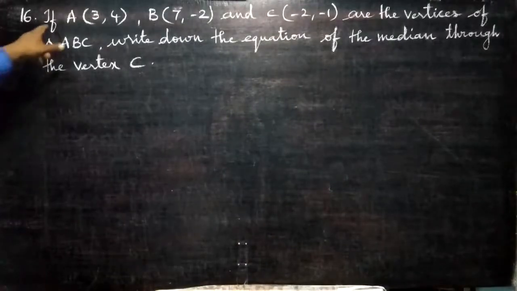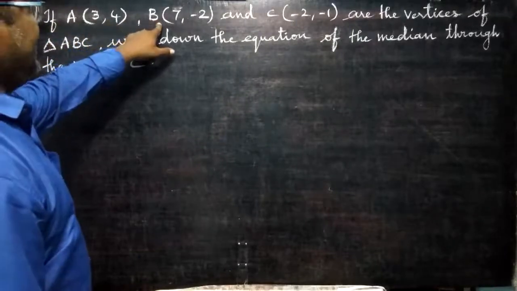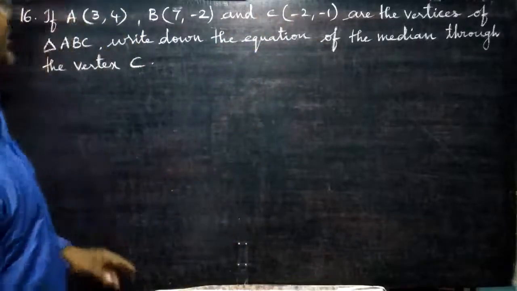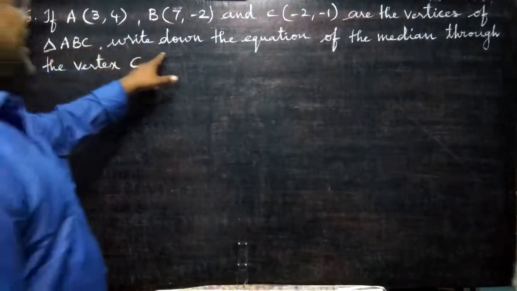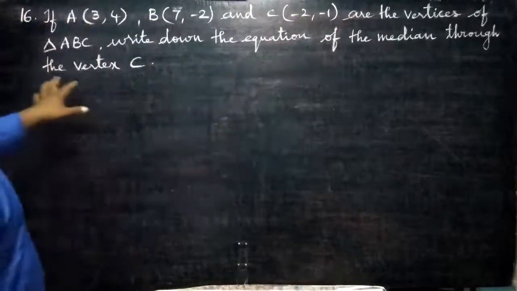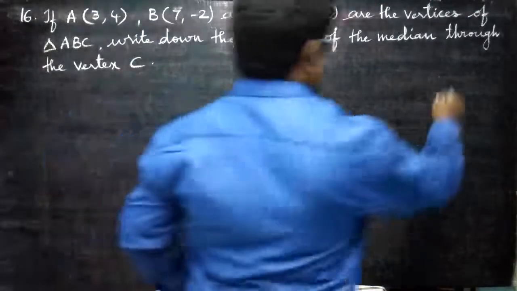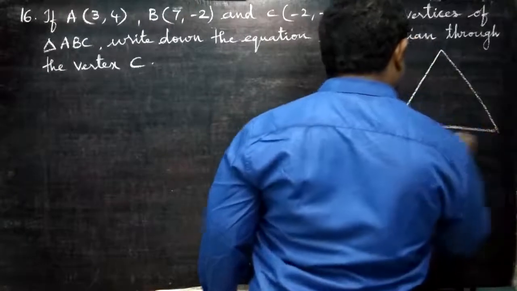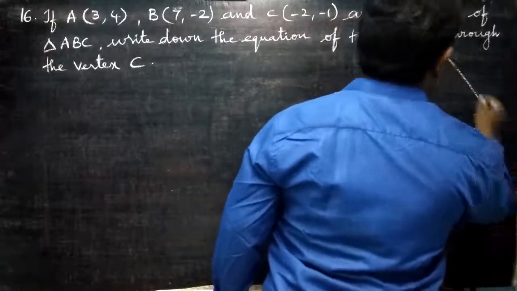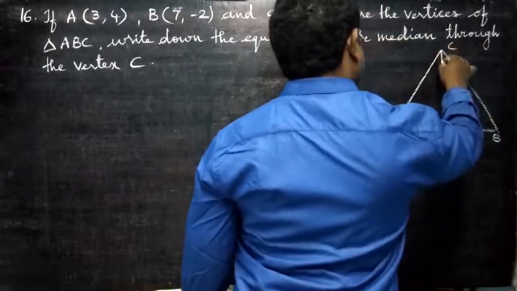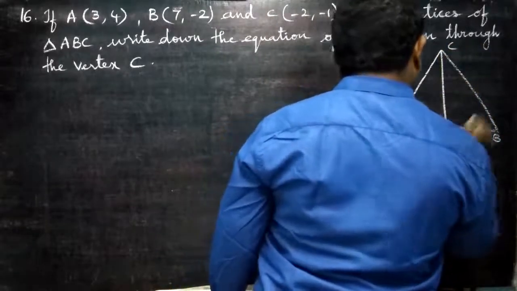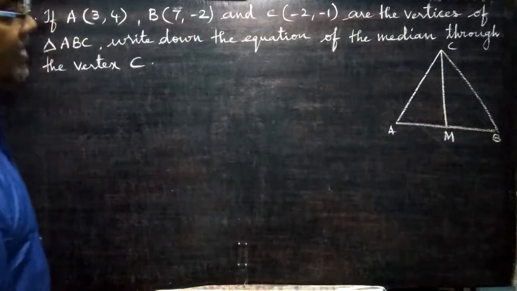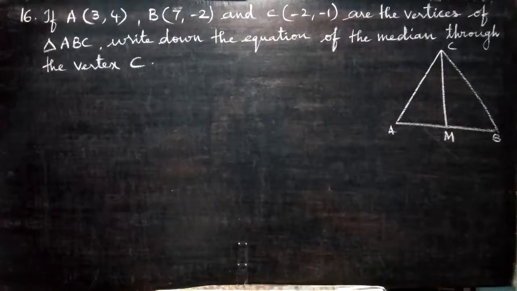16th problem. If A (3, 4), B (7, minus 2) and C (minus 2, minus 1) are the vertices of a triangle ABC, write down the equation of the median through the vertex C. See all of you here, triangle ABC. Median means midpoint; it divides into two equal parts.